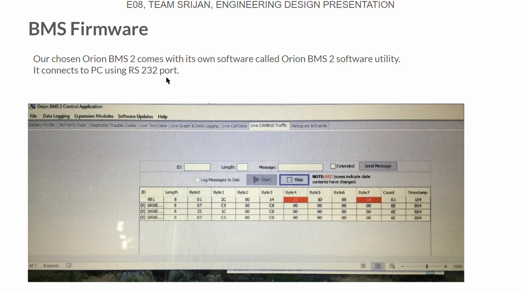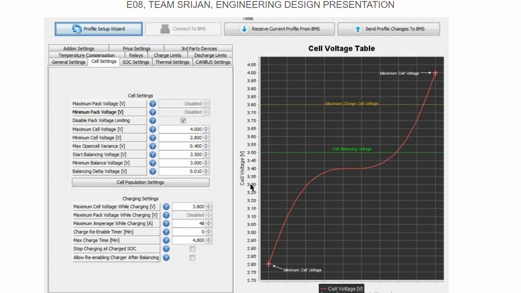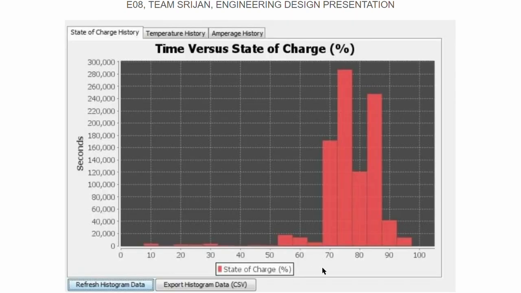Inside the software, we can monitor various parameters like voltage, current, and temperature of the cells. You can see the user interface of the software in the screenshot below. Next, in this screenshot, we can see various cell parameters available for viewing in the software along with charging settings. Next, in this screenshot, we can see the time versus SOC graph.